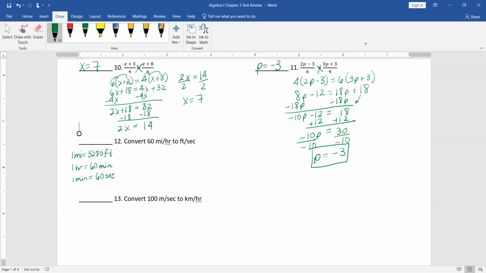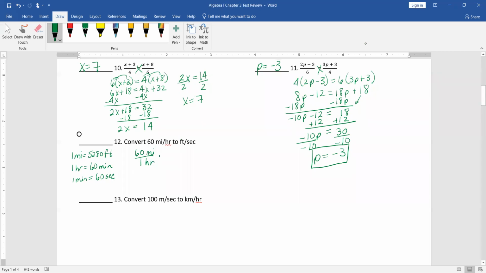All right, so let's start off with our first rate here. That's 60 miles per 1 hour. Now, if we want, first, let's go ahead and convert the miles to feet.